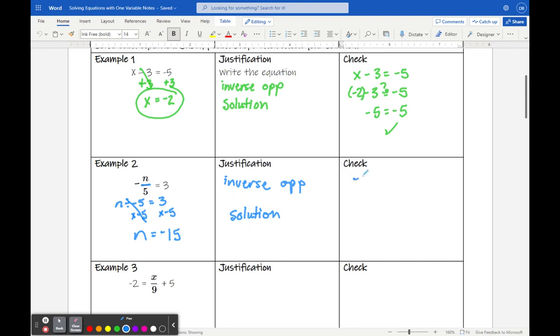I'm going to check. Negative n over 5 equals 3. I believe n is a negative number, so this negative is going to drop into the denominator. Negative 15 divided by negative 5 equals positive 3. I know that if I have a negative and I divide by a negative, I am going to get a positive. 15 divided by 5 is 3. So that does check out, and my solution is n equals negative 15.